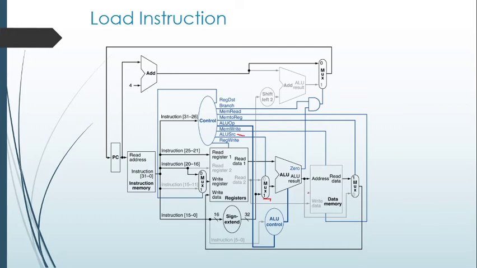So what does your ALU do? The ALU is calculating the address. After calculating the address, it is passed to the memory.